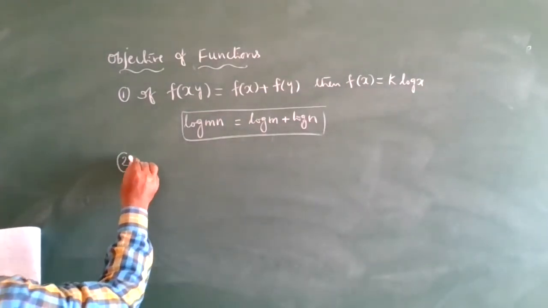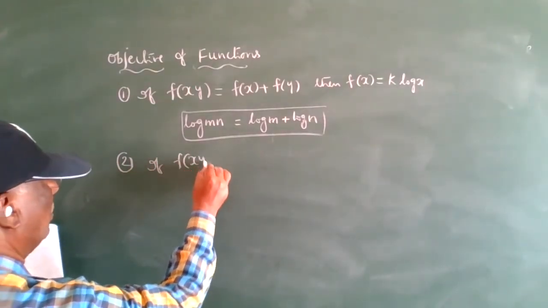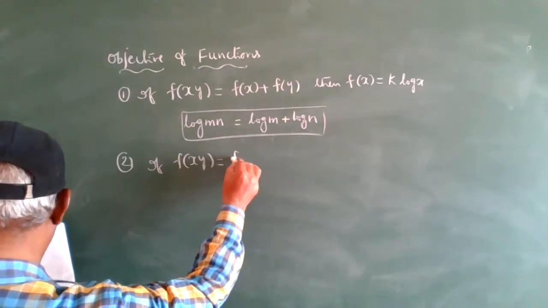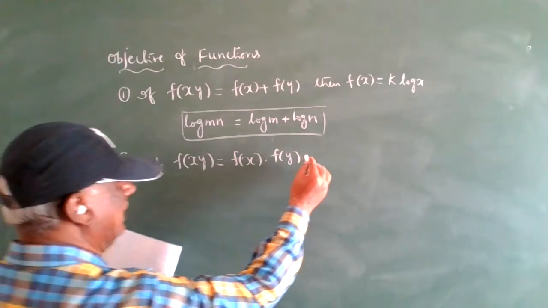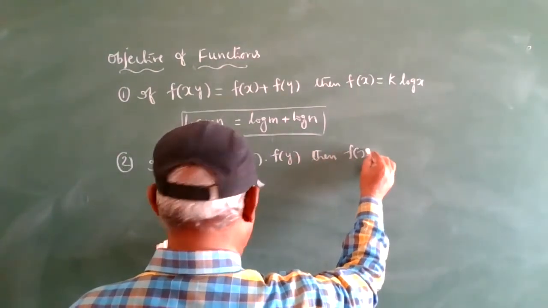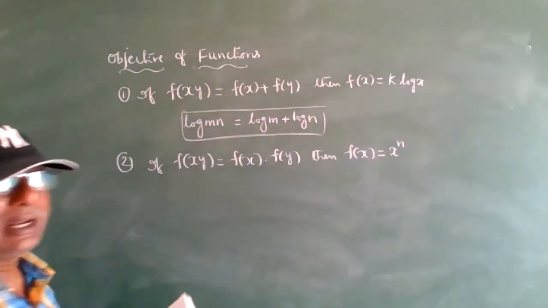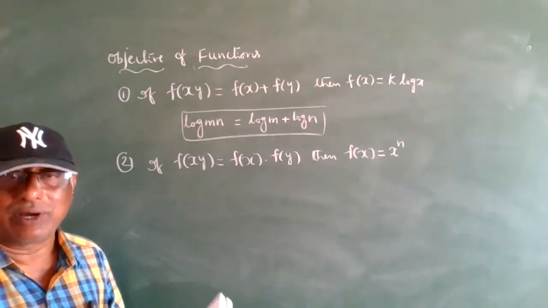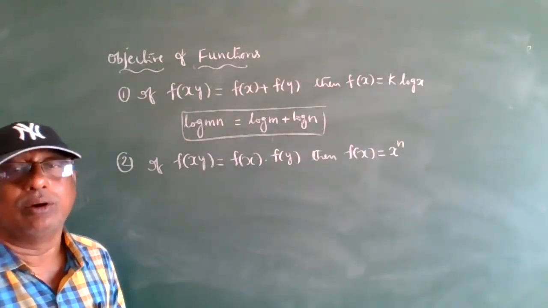Second one: if f of x into y is equal to f of x into f of y, then f of x should be taken as x power n. This should be written down as the exponential function; the exponential function formula should be followed. Okay?